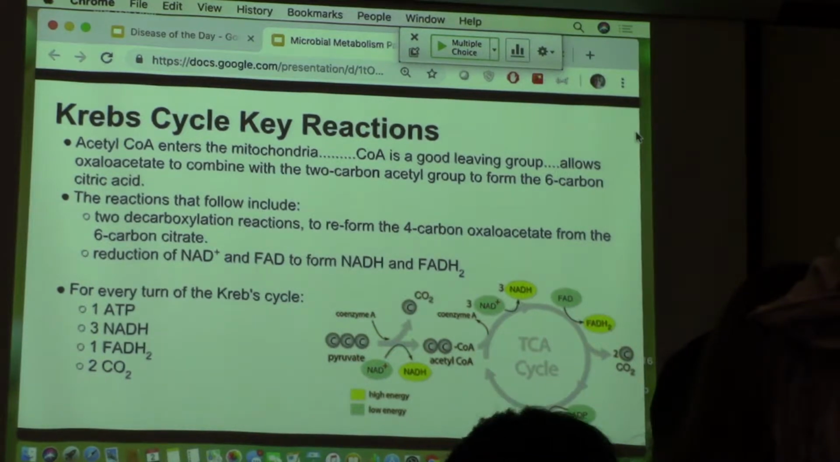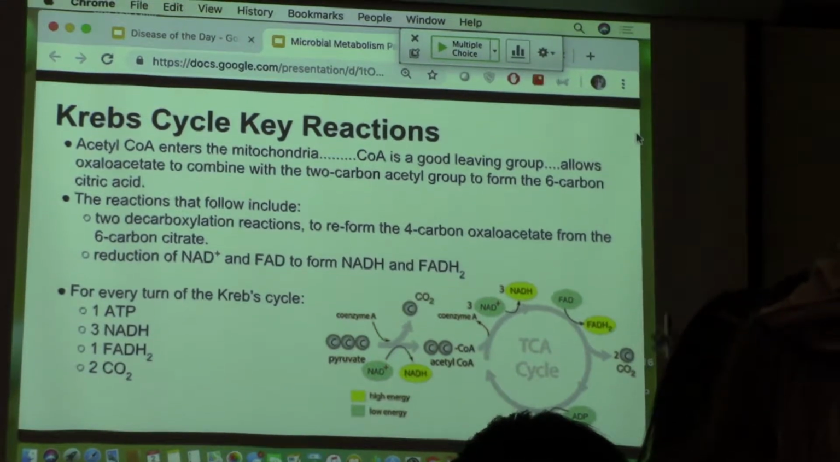After the cycle twice. And all of the energy that was in glucose is now in the form of ATP, NADH, and FADH2. Some of the NADH and FADH2 is produced in glycolysis, but most of it is made in the Krebs cycle.